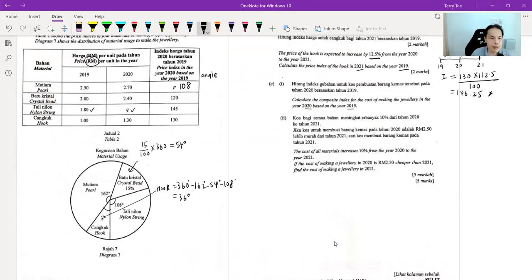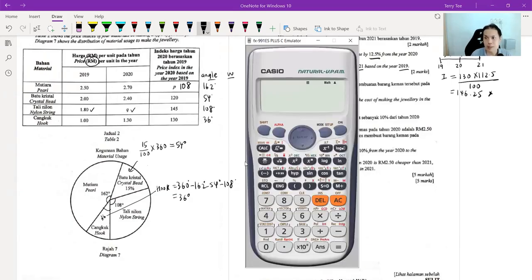Okay, so for angle, maybe I list out here. Pearl is 162. Crystal bead is 54 degrees. Nylon string is 108. Hook is 36. So all these are in angles, but we need to find weightage. Weightage, usually we have to simplify to the lowest term. It's easier for us to calculate. Now, notice that everything is divisible by 18. I can divide by 18. Now, if you're not sure, you can just do one by one. You can divide by 2 first, divide by 3 first, until you can't divide anymore.